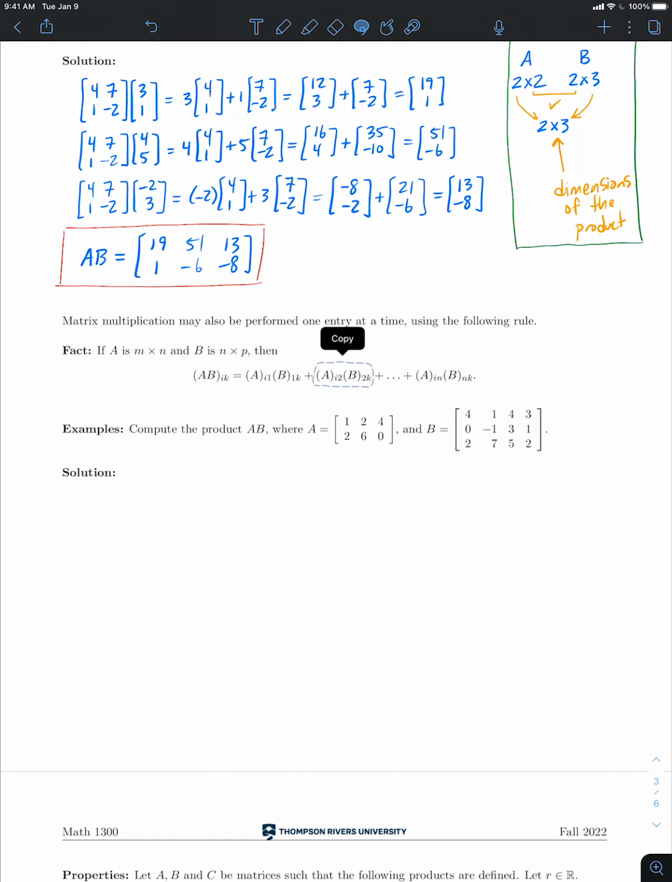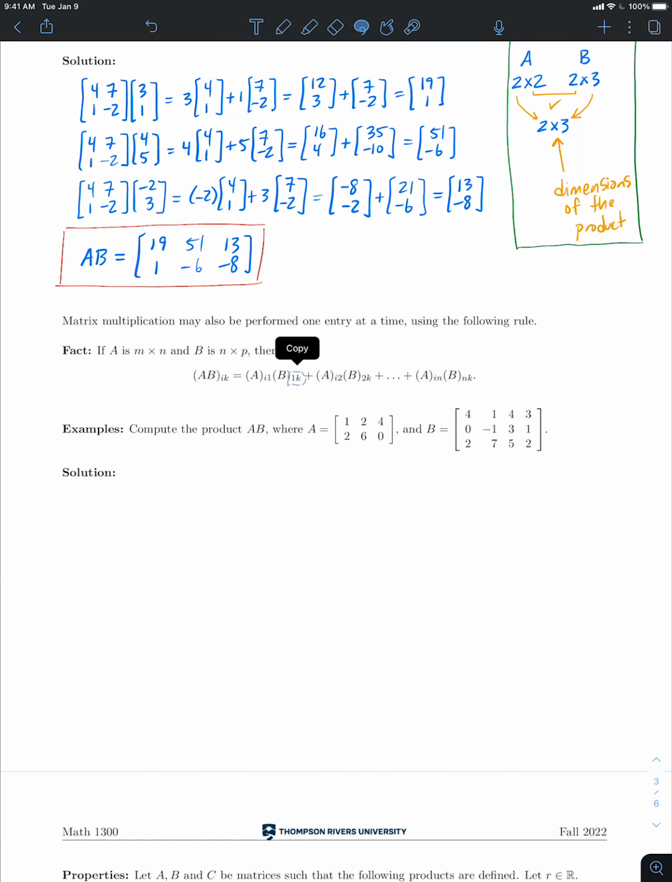So the i and the k stay the same, but the two occurrences of 1 here change to a 2 here. And then in the next term, you'd have A_i3 multiplied by B_3k, and so on, all the way up to the very last one, where you have A_in and B_nk. So the first index on the matrix A is always an i, and the second index on the B is always a k. What you're really doing is accessing entries from the ith row of A and the kth column of B, multiplying them, and adding up those products.